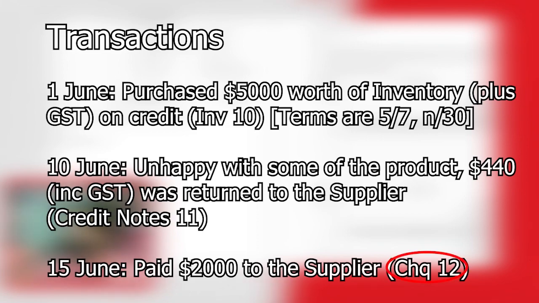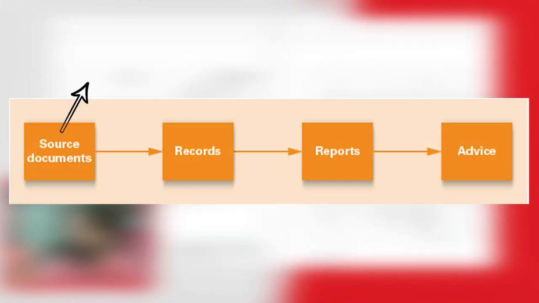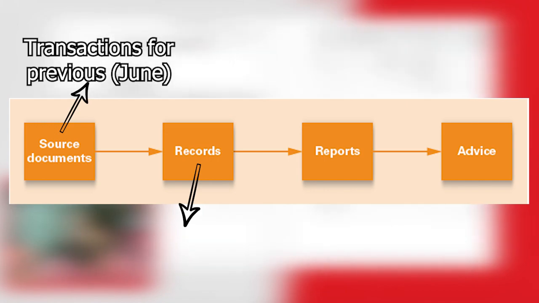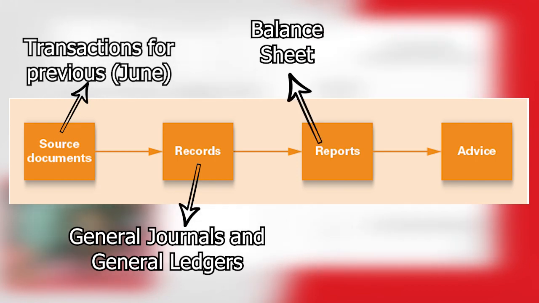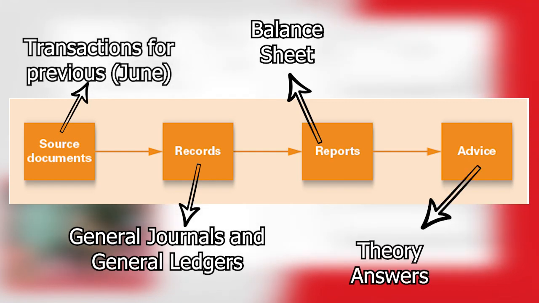So what we're going to do is go through the general journal. Then we're going to put it into the ledgers, and I'm going to show you how that all looks. And then after that, we're going to look at the reports, and in this case, it's only the balance sheet. So let's have a look.